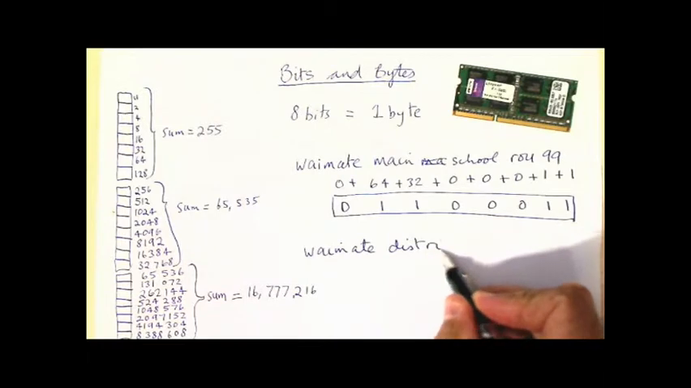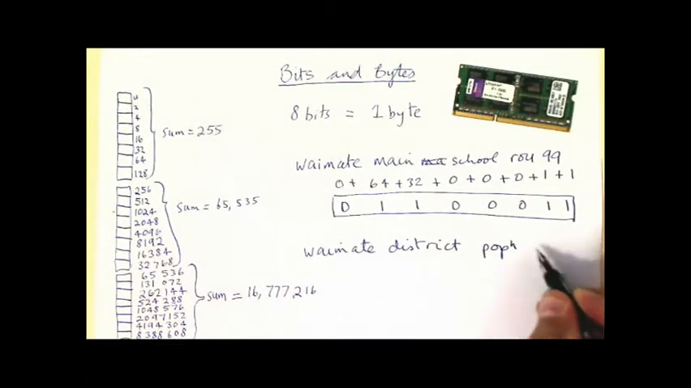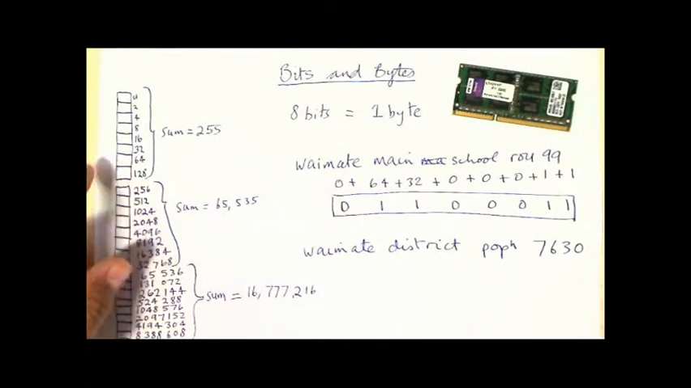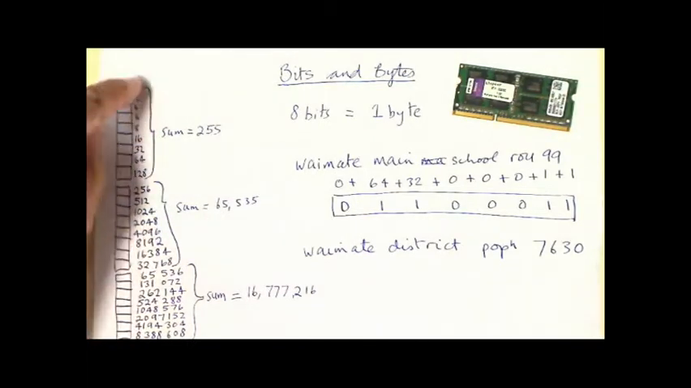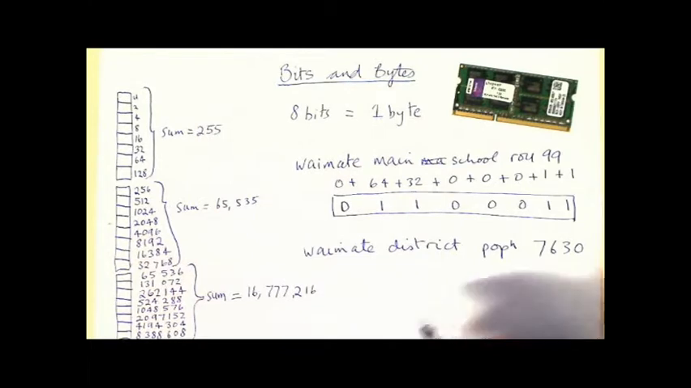Now, other examples you could do is, for example, the Waimate District, which I've Googled, and the population of that is 7,630. I'm not going to do this out in full, but you could see that it will need 2 bytes of information, and the second byte is likely to start with a 0, 0, 0, and then a 1, and then another 1, and so on. So that would use 2 bytes of information.